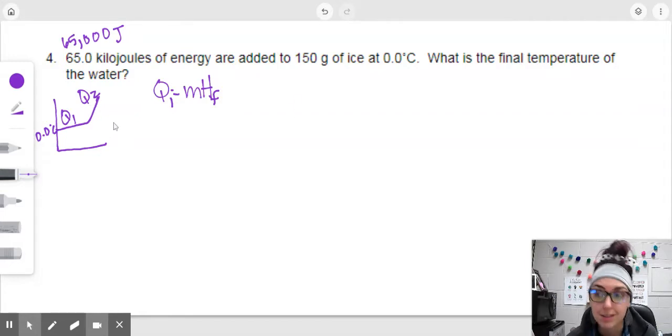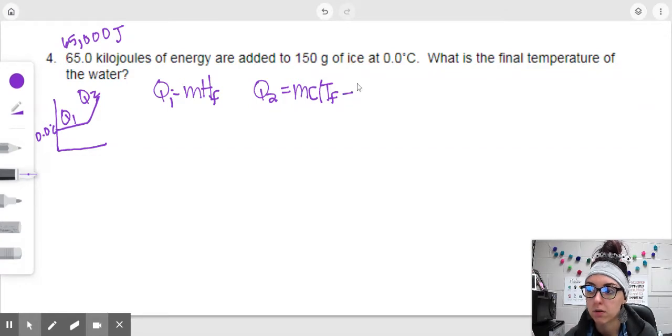Now for Q2, there's a temperature change. So for Q2, I'm going to use MC delta T. Now remember, this is liquid water, so we would use the 4.18, again at the top of your worksheet, for our C. Even though it starts as ice, it's not ice by the time it starts heating up. It is water. So we use liquid water C. The last thing I need to remember is this idea of Q total, because 65,000 joules is Q total. It's the whole thing, all the energy that's put into the system. So remember, Q total equals Q1 plus Q2.